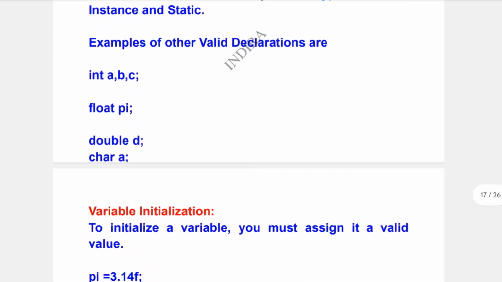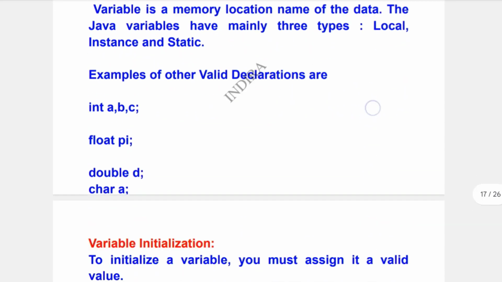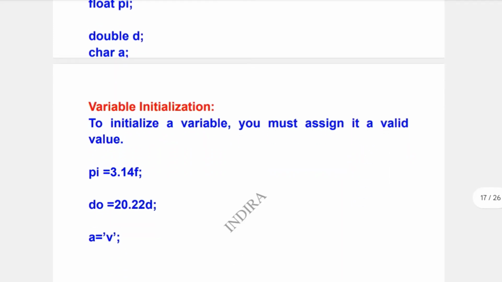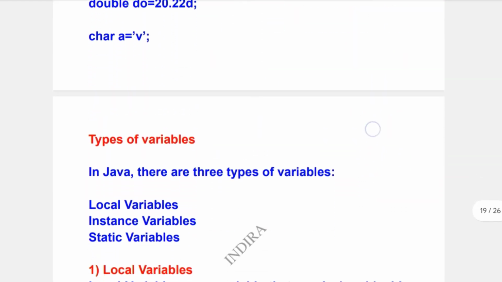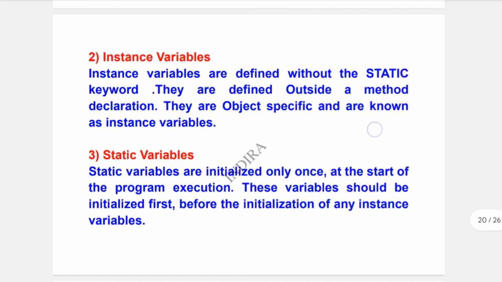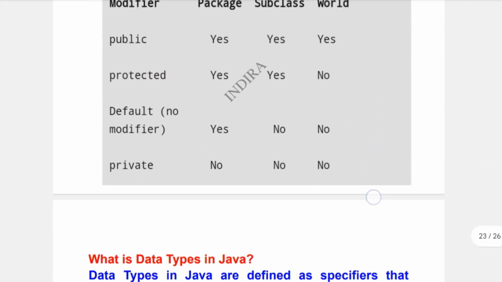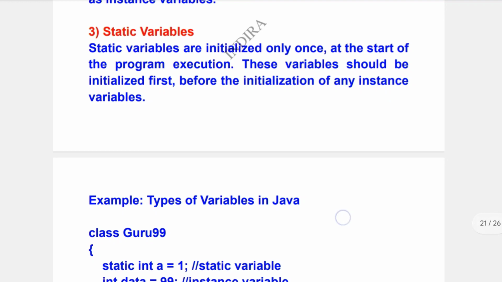The types of variables are local, instance and static. Before discussing those types, variable initialization is important. Initialization is nothing but assigning a value to the variable. After types of variables, there are three types: local variables within the method, and outside the method, instance variables and static variables. Initialization happens before program execution. This is the example for the variables.